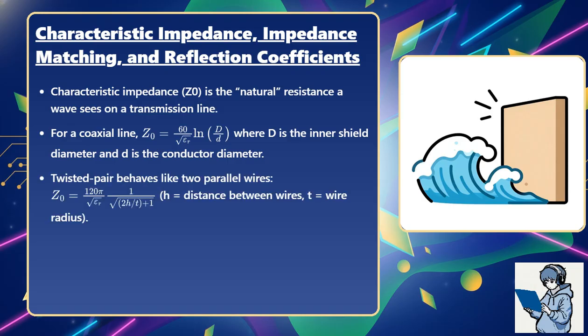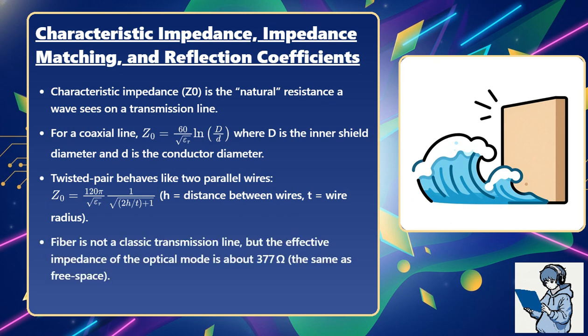Twisted pair behaves like two parallel wires. Z0 equals 120 pi divided by the square root of epsilon sub r, times 1 over the square root of open parentheses, 2h divided by t, close parentheses, plus 1, where h is the distance between wires and t is the wire radius. Fiber is not a classic transmission line, but the effective impedance of the optical mode is about 377 ohms, the same as free space.